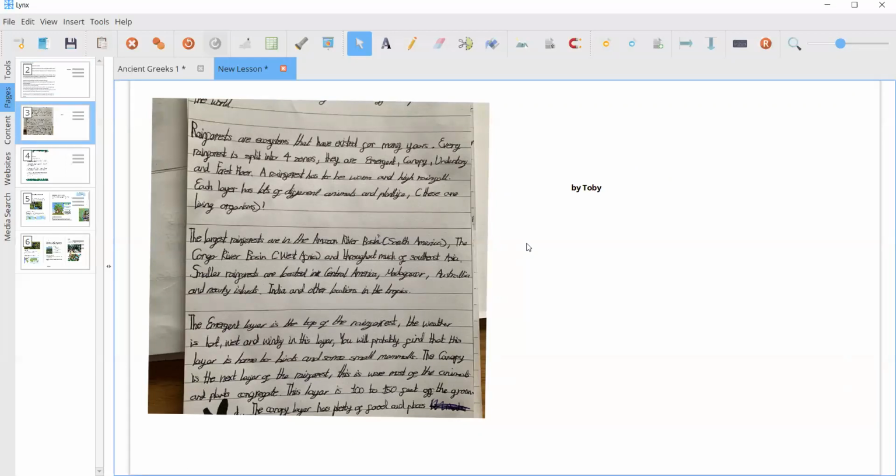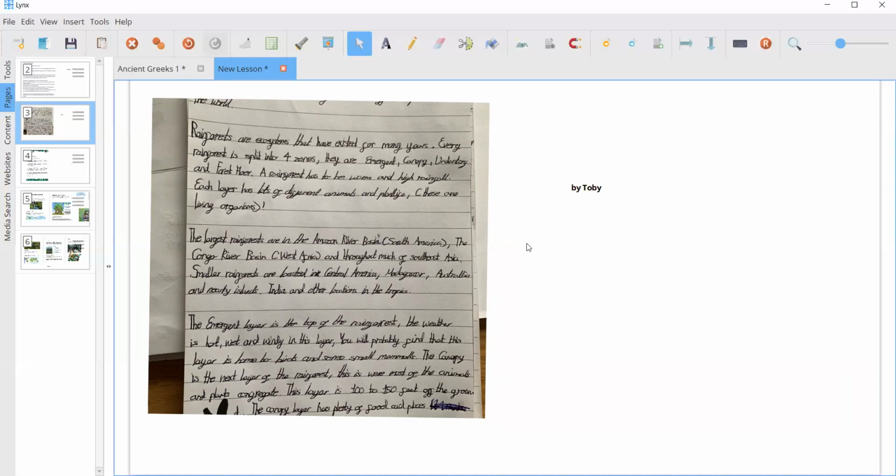So we've only got a little excerpt of yours here. So you've got that they're ecosystems, very good. 4 zones you've mentioned, and you've mentioned the warmth and high rainfall. You're mentioning the different organisms there, so animals and plant life. And these are living organisms. Very good. You've used that word that we encourage you to use in the video. You're mentioning where they are: the Amazon River Basin, the Congo River Basin, Southeast Asia. And you've also done some research because you've got Central America, Madagascar, Australia, and nearby islands.